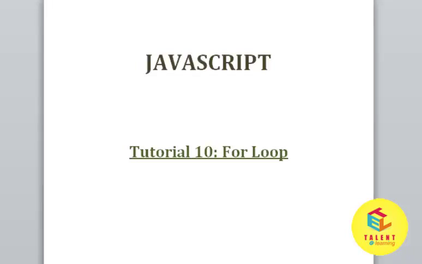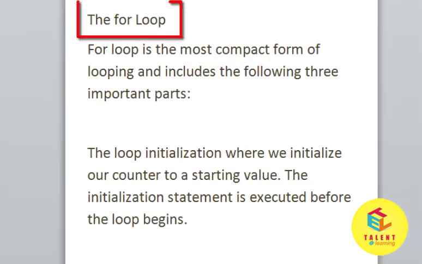In this tutorial, we are going to study the for loop. If we want to execute some code repeatedly until some condition becomes false, JavaScript provides the for loop for this kind of situation. The for loop is the most compact form of looping and it includes the following three important parts.